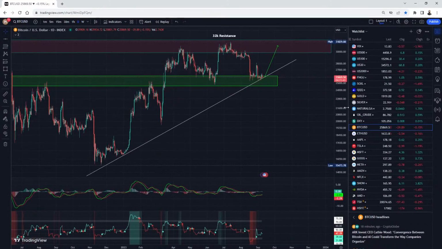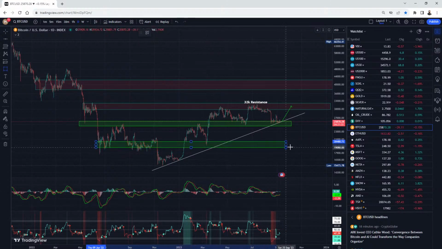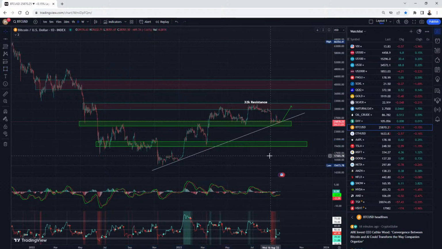So this is Bitcoin. On Bitcoin, if you have to say levels, there's also this good support here, all right? There's a good support here, all right? So in the worst case, if it falls from here, it can come all the way around 20,000, all right?